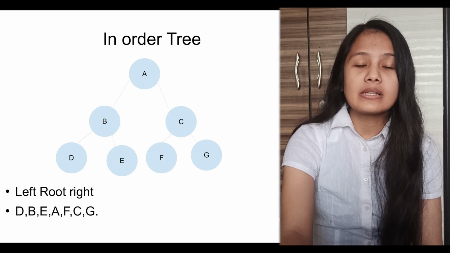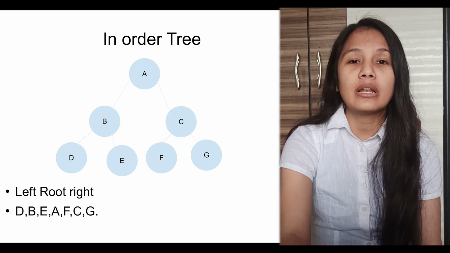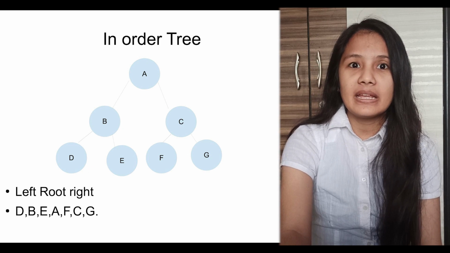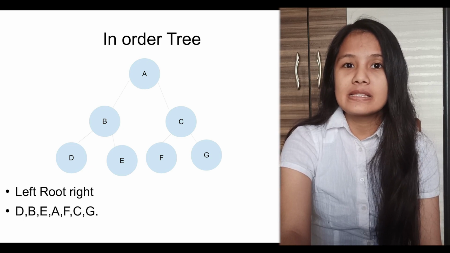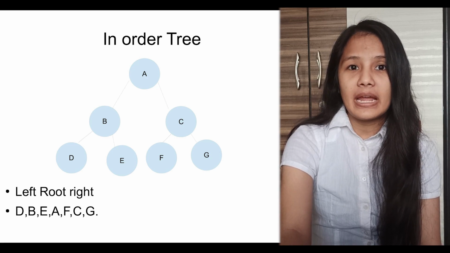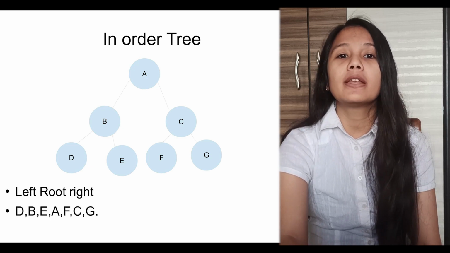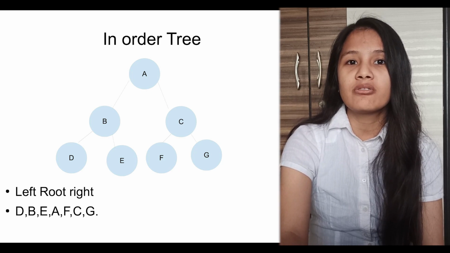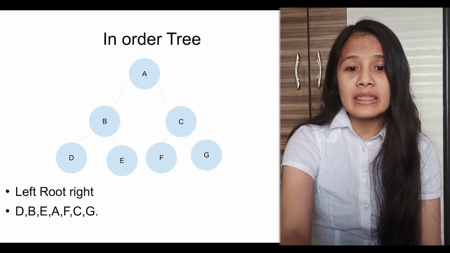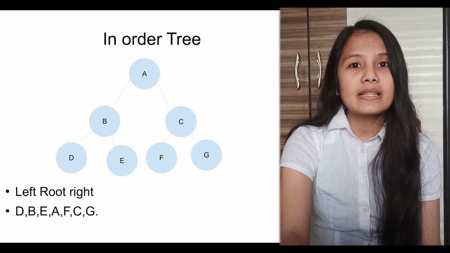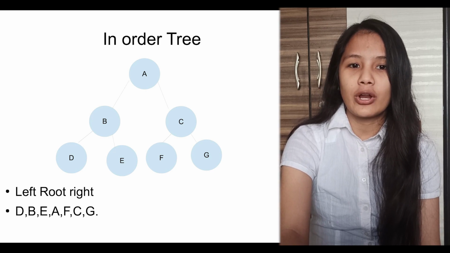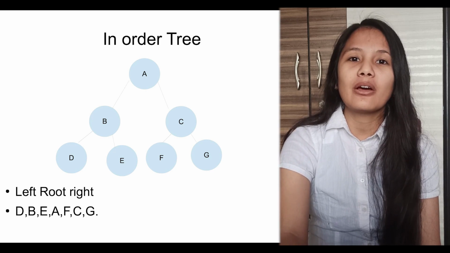So the left one is D. D is the leaf node of the left subtree. So we'll proceed with the left one. So D, B, E, that is D is the left, B is the root and E is the right. So D, B, E, A, that is the left subtree has been completed. So we'll proceed with the root and then with the right subtree. So D, B, E, A is the root. Then again the left side of the right subtree, that is F, C, G, means left, root, right. So I hope you have understood in-order traversal also.